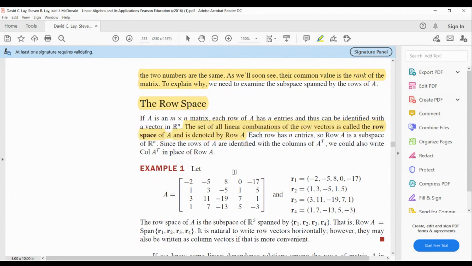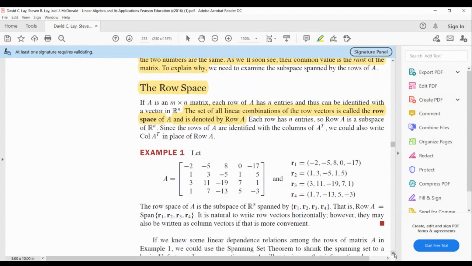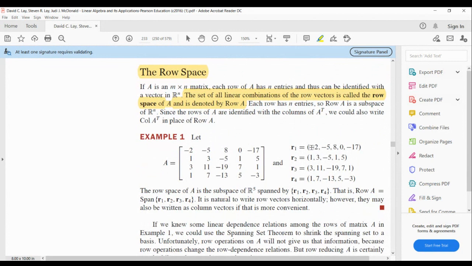So what they have here is this matrix A. It is a 4 by 5 matrix, and they have the row vectors. Now, we normally think of vectors as column vectors, but with the row space, we think of the rows as vectors. There are 4 row vectors here, and the row space of the matrix A would have to be a subspace of R5 spanned by those row vectors. It's natural to write row vectors horizontally. However, they also may be written as column vectors if it's more convenient. So that's what a row space is from section 4.6.